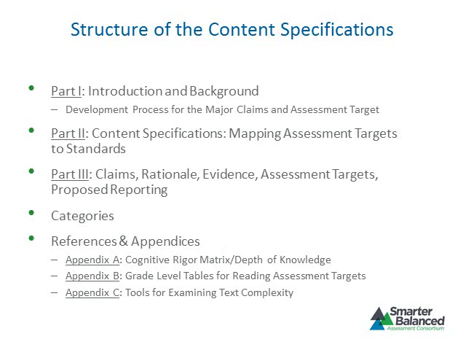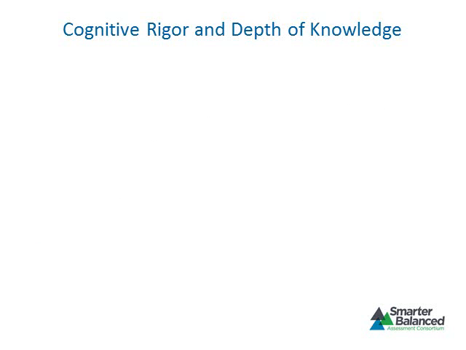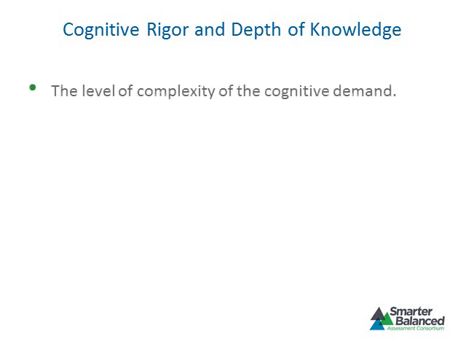Of particular interest to item and task writers is Appendix A, which provides detailed information about cognitive complexity and depth of knowledge. Before examining item and task specifications in greater detail, let's take a moment to explore cognitive rigor and depth of knowledge in more detail. Smarter Balanced assessments will elicit evidence from students that is used to support claims about the extent to which students have the ability to integrate knowledge and skills across multiple assessment targets and are ready to meet the challenges of college and careers. Items and tasks must be constructed at various levels of cognitive rigor.